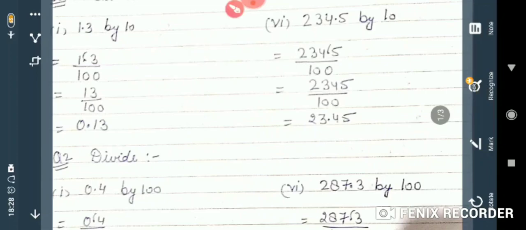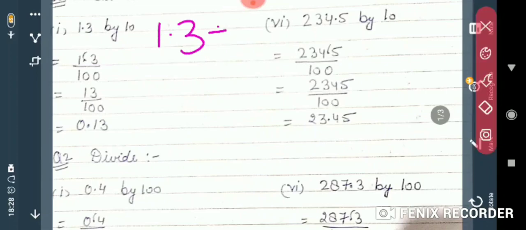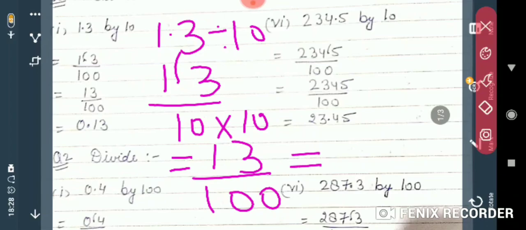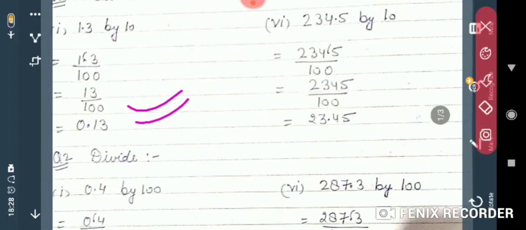For example, you have to divide 1.3 by 10. So first you will write 1.3 and what you have to divide it by, 10. When you remove this point, what will come here? 10 only, because after the point how many digits are there? 1. So how many 0s will come? 1. How can you write it? 13 upon 100. Now what will you do? First you will write 13. How many 0s are there? 2. So before 2 digits, what will you put? Decimal. So you can write it as 0.13. Understood? Similarly, I have done here.